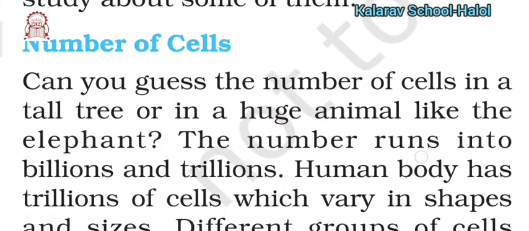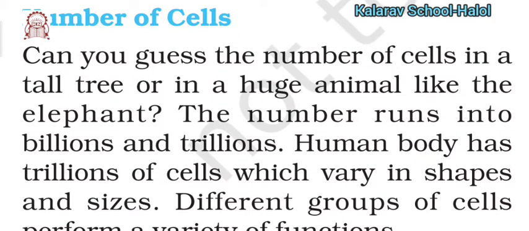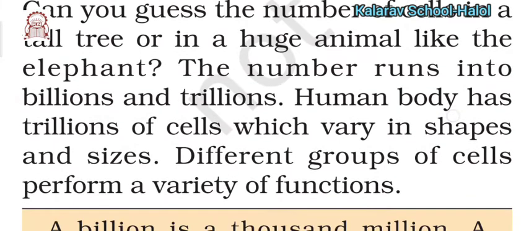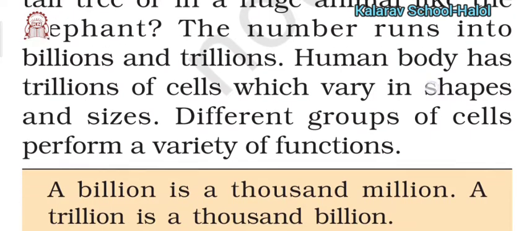Next is the number of cells. The number of cells in a tree or a huge animal is different. The number runs into billions and trillions. The human body has trillions of cells which vary in shape and size. Here the point to note is that cells are not in thousands, but in millions or trillions. As the human body is bigger in size, it is made up of trillions of cells. Different groups of cells perform different varieties of functions.